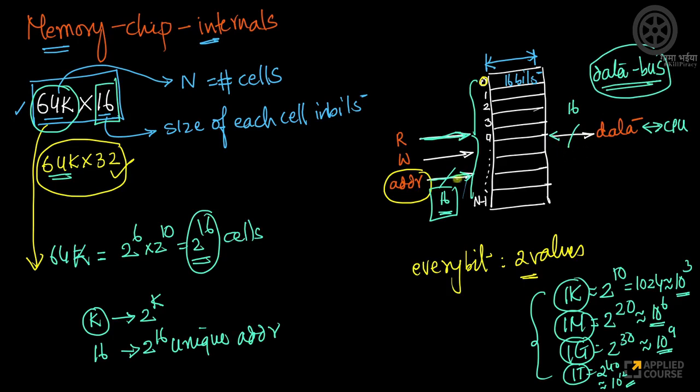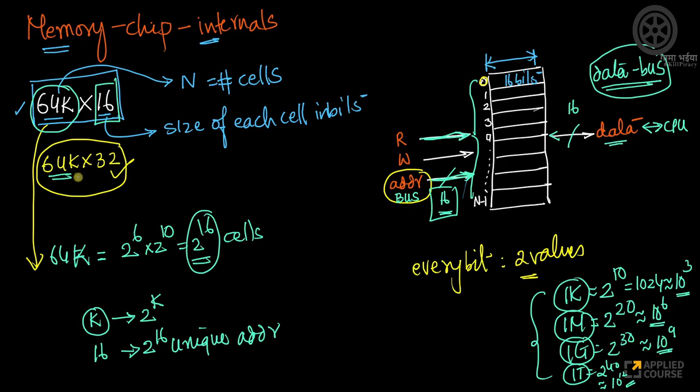This is called the address bus because instead of one wire here, you have 16 wires. So if you have a 64K cross 16 memory chip, you have an address bus of 16 wires or 16 lines, and you have a data bus of also 16 lines.